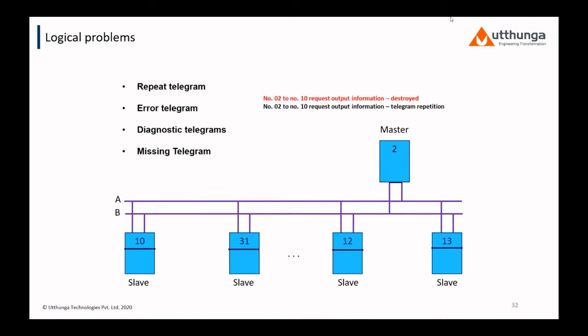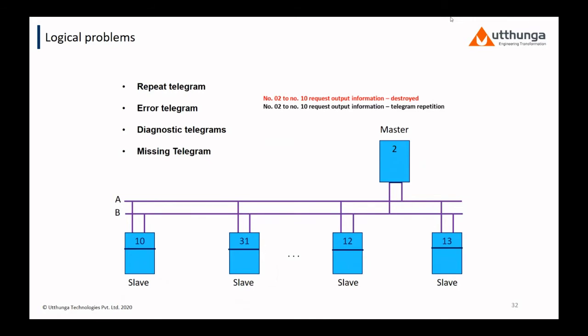What is a diagnostic telegram? A diagnostic telegram is purely dependent on the nodes of your devices. Nodes, your slaves. You can see 10, 31, 12, 13. These are the slaves. There are two types of diagnostic telegram, external diagnostics and internal diagnostics. If your slave has an internal wire break, or a sensor wire break, that will give you a diagnostic telegram, right?